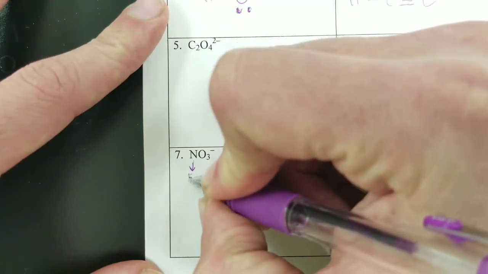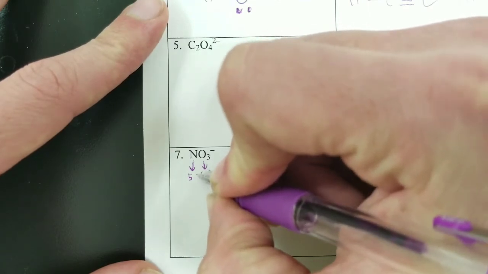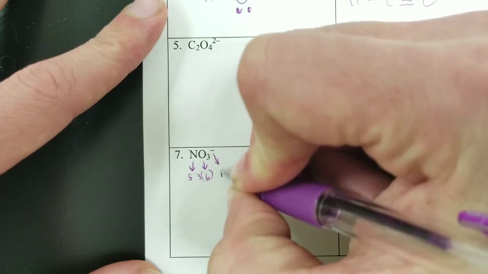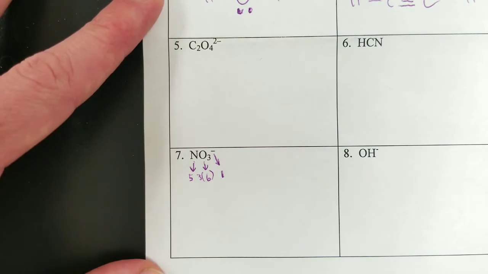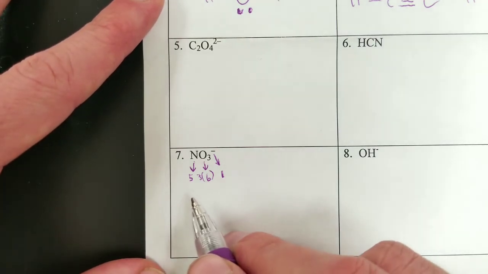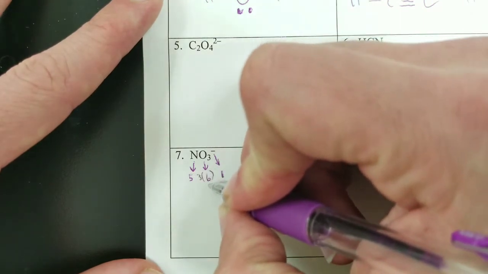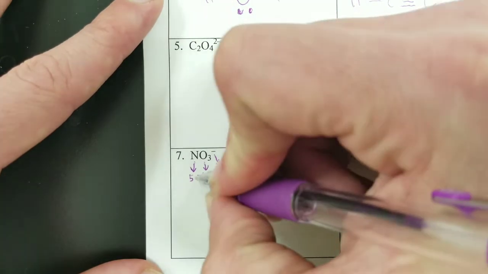Nitrogen has 5 valence electrons. Oxygen has 6, and there are 3 of them. And the fact that it has a negative charge means you have to add 1 more valence electron. All right, well, let's see, what is that total? 5, and this is 18. 5 and 18 makes 23. That plus 1 makes 24.